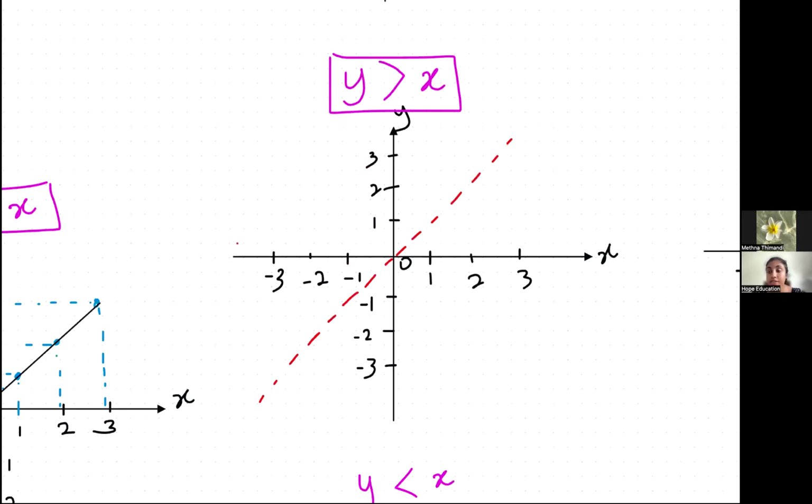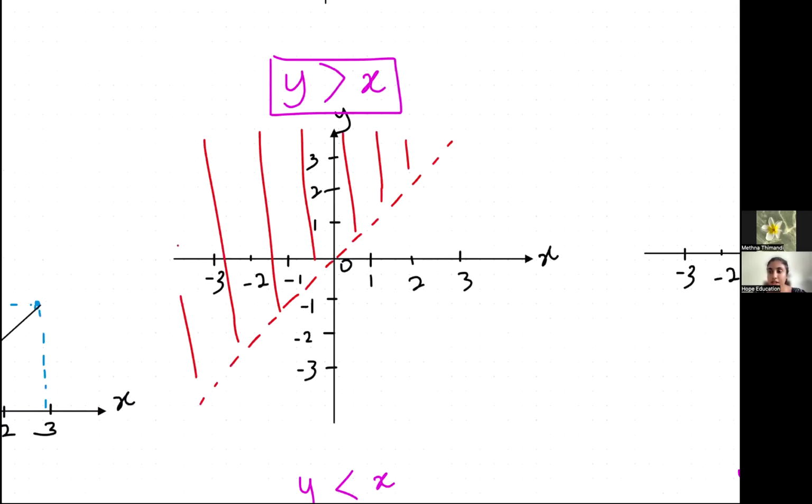Now this is y is greater than x. y is greater than x කියපු ගමන් ඔයා shade කරන්නේ y is equal to x කියන line එකේ උඩ කොටස. So you shade the region that is above y is equal to x. So this is the region that you have to shade. Right? So y is equal to x කියන එකේ උඩ කොටස, that is y is greater than x. Right? Did you understand that, Manisha?